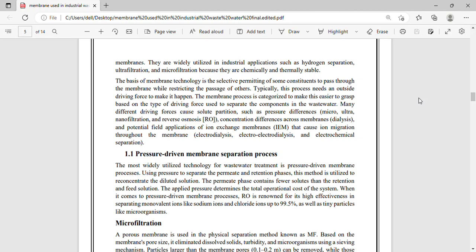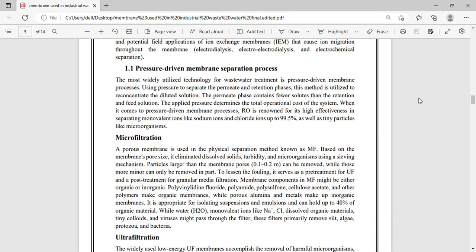Many different driving forces cause solute partition, such as pressure differences, which include micro, ultra, nanofiltration, and reverse osmosis, and concentration differences across membranes, which include dialysis, and potential field applications of ion exchange membranes that cause ion migration throughout the membrane, and it includes electrodialysis, electrochemical separation. First of all, pressure driven membrane separation process.